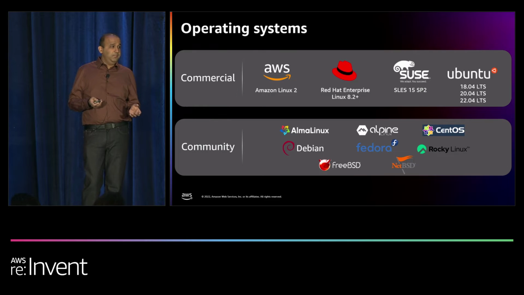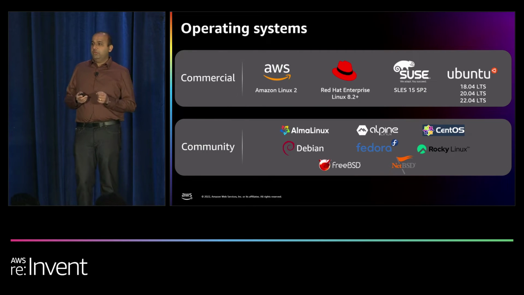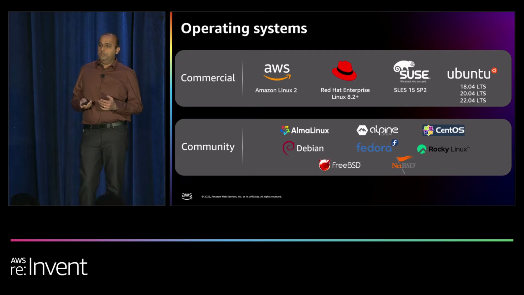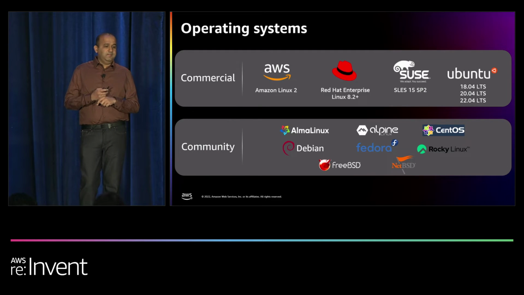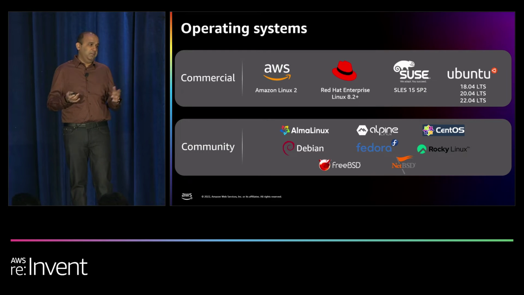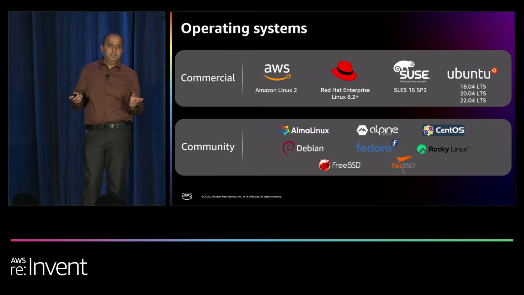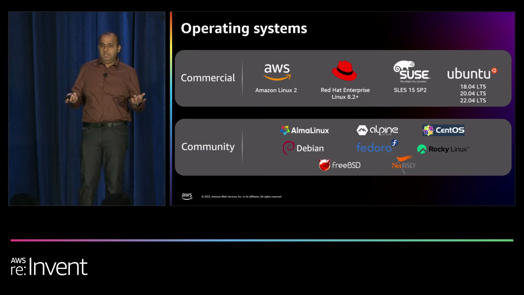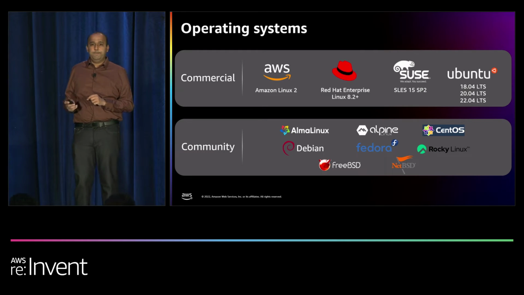Starting with the operating systems, all the major commercial operating systems are fully supported on Graviton, which includes Amazon Linux, Ubuntu, Red Hat Enterprise Linux, as well as SUSE Enterprise Linux Server. And there's also broad support from the community in terms of the various Linux offerings. And all of these are vended as AMIs, and typically, just like any other AMI that you would deploy on an EC2 instance.